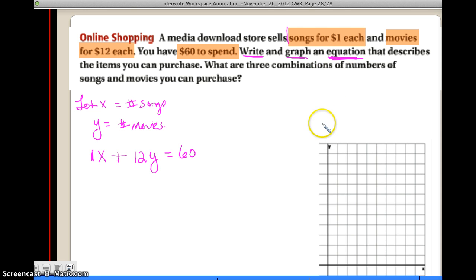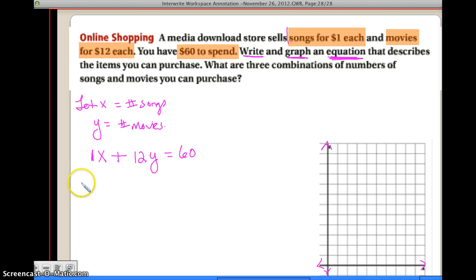Okay, if they ask me to graph it, this is your y-axis, this is your x-axis. It's kind of hard to see. Make sure you have your arrows on it. Notice that I'm only showing the first quadrant, and that's because it would be crazy or not correct to talk about selling or downloading negative songs or negative movies. So we would never go on the negative x-axis or the negative y-axis.